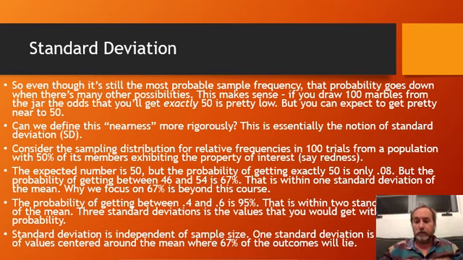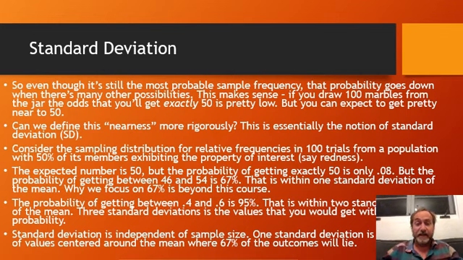All right, so seeing this trend of what happens as we take larger and larger samples can help us get into the concept of standard deviation. Even though 0.5 is still the most probable sample frequency, even if I pull 100 marbles, the most likely outcome is to get 50 out of 100. That probability is going to go down because there are so many other possibilities. I could also get 49, I could get 25, I could get 23, 22.